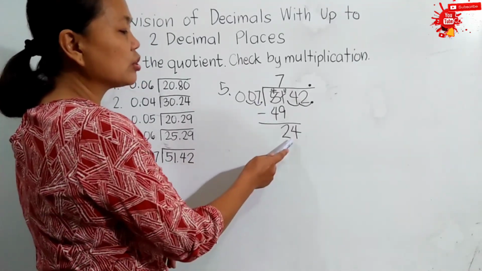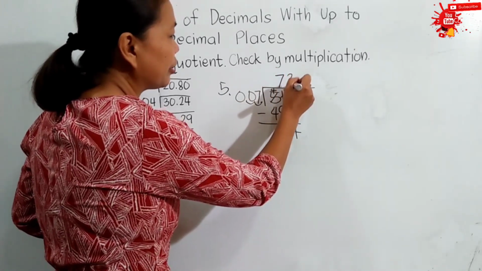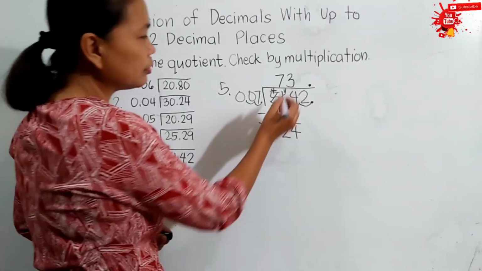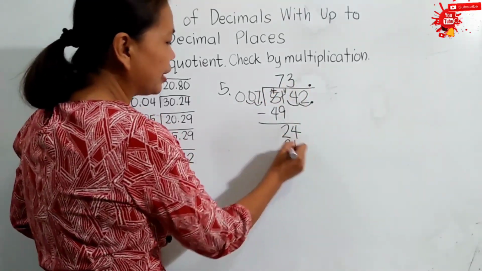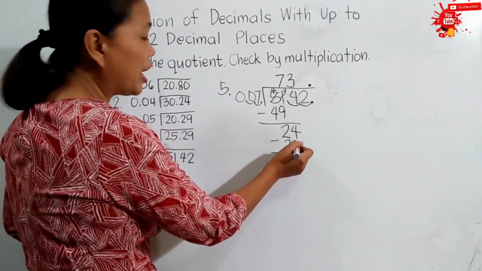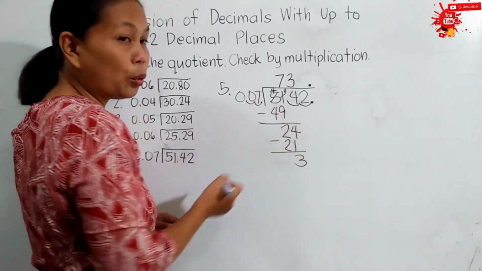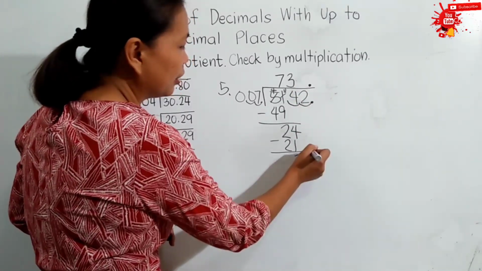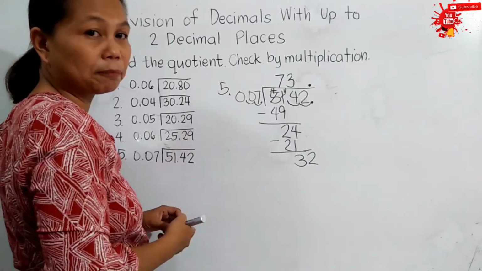And then, divide. So, 24 divided by 7 is 3. So, itapat lang natin kay 4 kasi si 4 yung biniring down natin. And then, multiply. So, 3 times 7 is 21. Then, paulit-ulit. So, subtract natin. 4 minus 1 is 3. Then 2 minus 2 is 0. So no need to write 0. So bring down naman natin si 2. So 32 divided by 7.